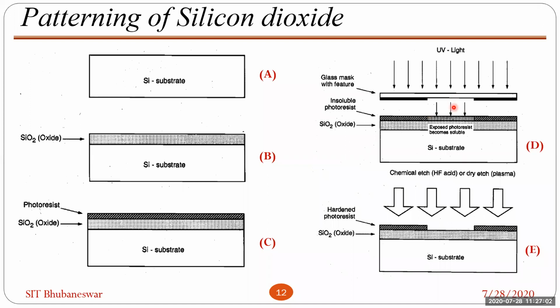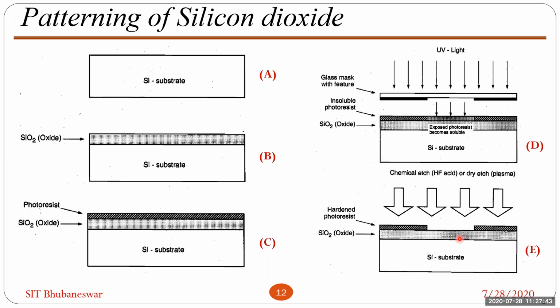This part is transparent. Once the UV light falls on this photoresist, this part will be soluble, so we can easily use some solvents to etch this part. In the next step, once you put the light, it will be soluble, then you can etch this part. Finally, you will get this type of structure: the silicon substrate with oxide over it, then some part of the photoresist, but where you will create the gate, that part is absent.